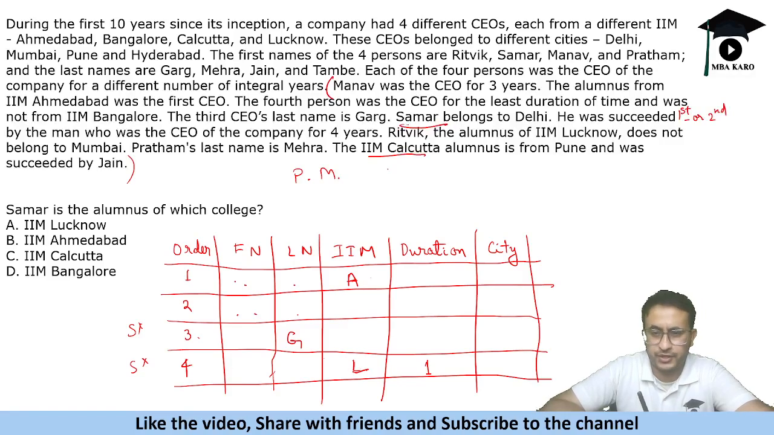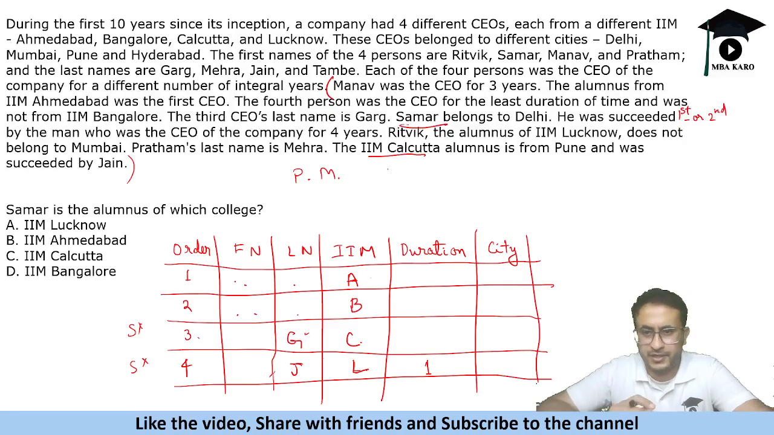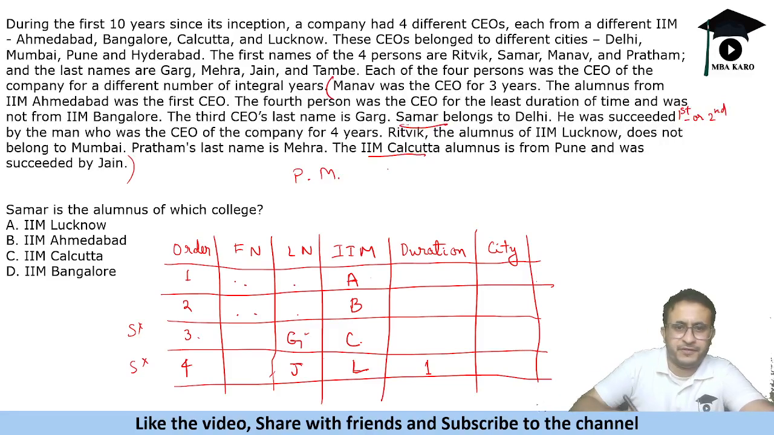Okay, this is sure. Now, if you take IIM Calcutta, this person is Garg, it is saying that he is succeeded by Jain. So this is also not possible. So this means this is the IIM Calcutta guy and he is succeeded by some Jain person, that is, the last name is Jain. So this gives that this person is from IIM Bangalore. So we have arranged at least the IIMs. Now we will fill other information.